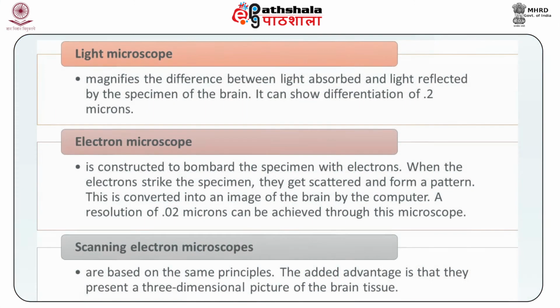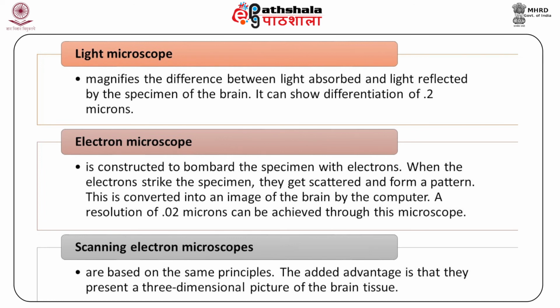Microscopes. Several kinds of microscopes have been developed, for example, light microscope, electron microscope, and scanning electron microscopes. Light microscope magnifies the difference between light absorbed and light reflected by the specimen of the brain. It can show differentiation of 0.2 microns.